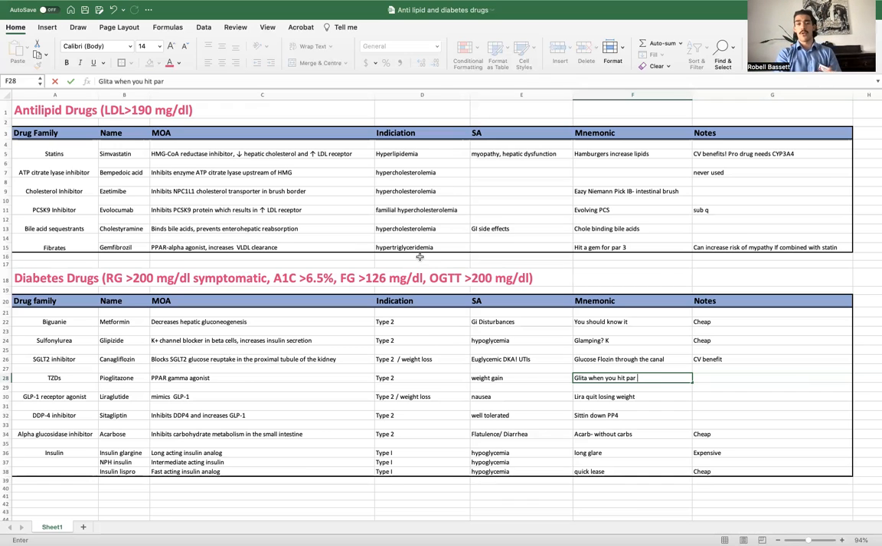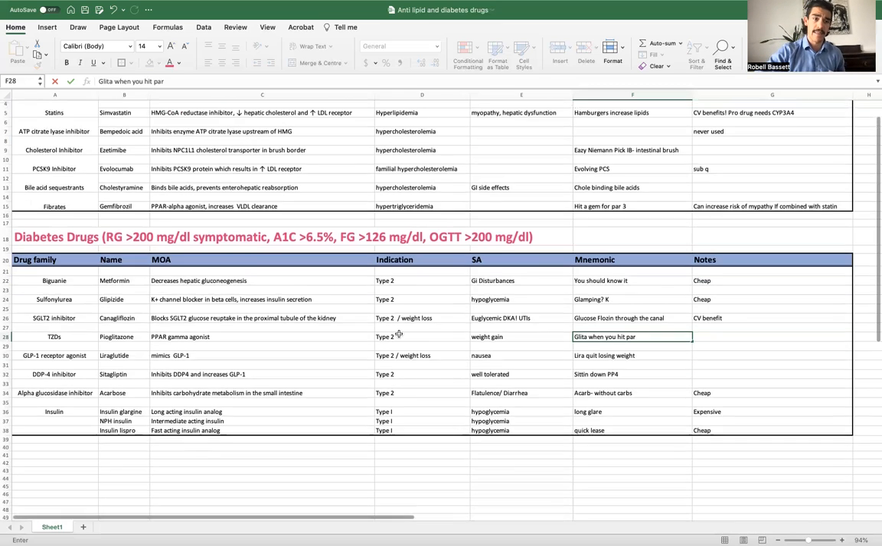And last but not least, we have gemfibrozil, hypertriglyceridemia. So all the drugs before are mainly used for cholesterolemia, but this one is specifically used for hypertriglyceridemia. That's when those triglycerides are somewhere between 500 and 1,000 milligrams per deciliter. In gemfibrozil, we're thinking hit a gem for par 3. You just went to the golf course, you drove the ball, you putt the ball, you got par, you hit a gem, PPAR alpha agonist. Gemfibrozil is the PPAR alpha agonist.